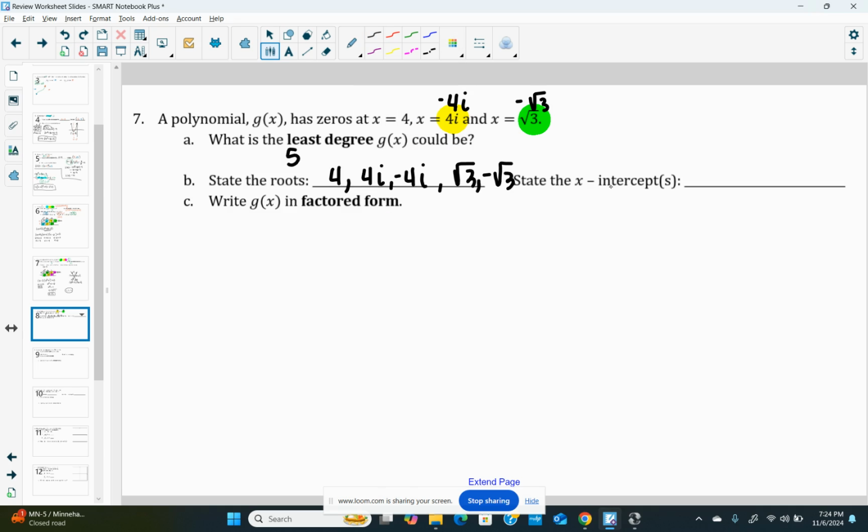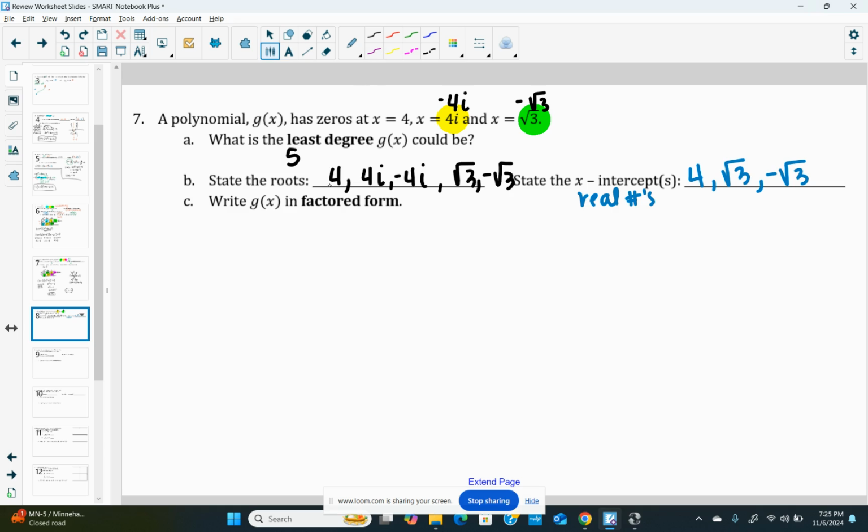Then for the x-intercepts, remember the x-intercepts need to be real numbers. So out of the roots, which ones are real numbers? Well, 4 is a real number. Square root of 3 is a real number. And negative square root of 3 is a real number. So those are all of your x-intercepts. Imaginary numbers are not x-intercepts.